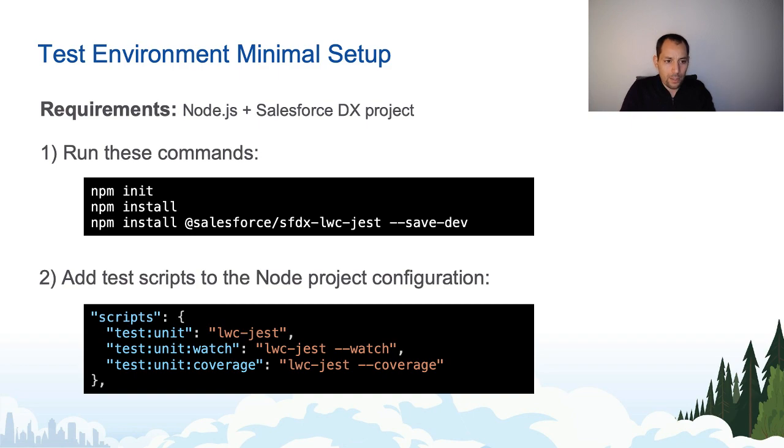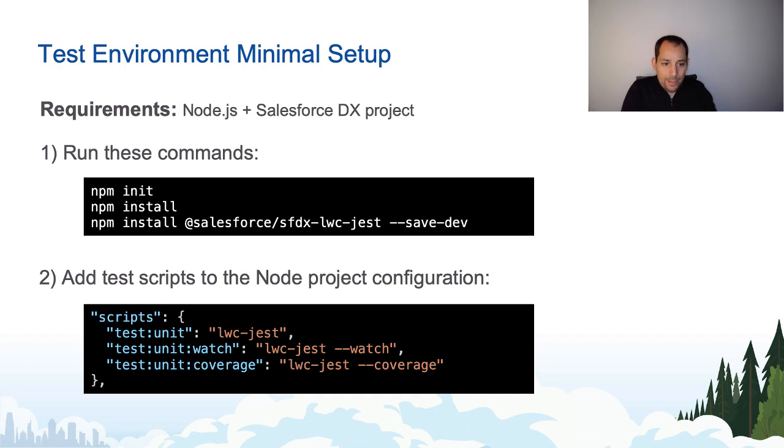The first one is called npm init. And you'll notice that all the commands we're running here are run with npm, which is the Node package manager. So what npm is doing is that it's creating a Node project based on the DX project. So it's just going to add a configuration file, the package.json file, which contains a configuration for our Node project. The second command here is npm install. This makes sure that we have all of the dependencies. In our case, we have none yet.